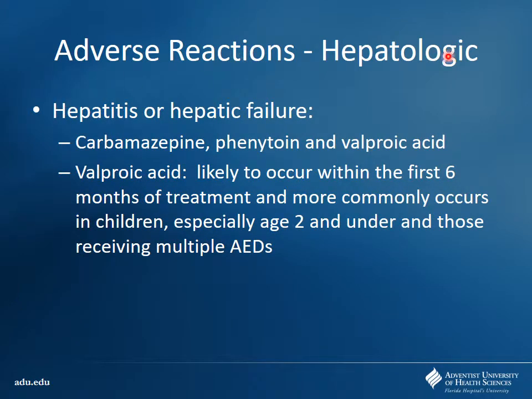As far as hepatologic problems, you can see hepatitis develop with some of these drugs, and rarely hepatic failure. If the patient already has hepatic problems to begin with, these are drugs you may want to avoid, moving to something more primarily renally eliminated. Carbamazepine, phenytoin, and valproic acid are notorious for this. With valproic acid, you can see it occur early in therapy, but sometimes it takes several months to develop. Be careful, especially if they're receiving multiple of these drugs. You can see some synergism there.